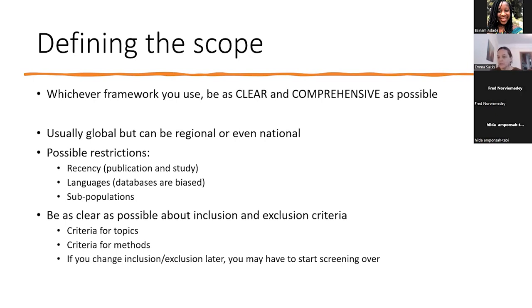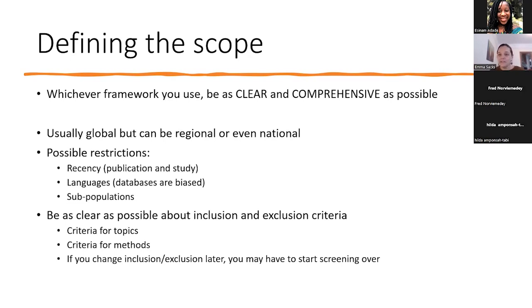You can restrict to languages, especially if you say, well, we're going to restrict it to the languages that our team is able to speak. I have tended not to do that. And if I've reviewed other people's reviews that are English only, I often have questions about what they may have missed by having those restrictions. So I recommend that you don't put language restrictions, but then be aware that you may need to have translation either at the screening or extraction phase.